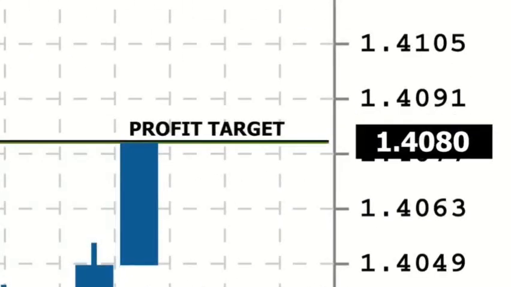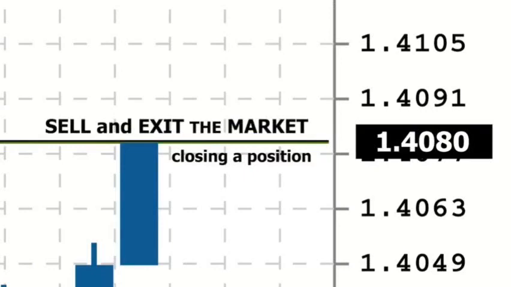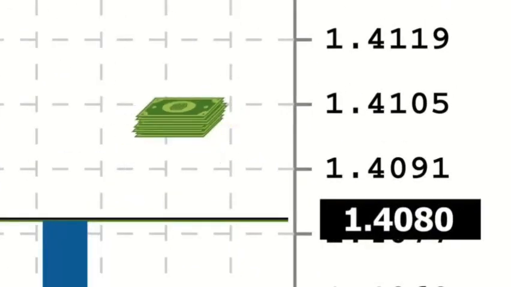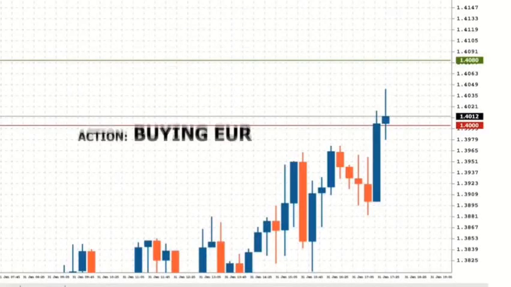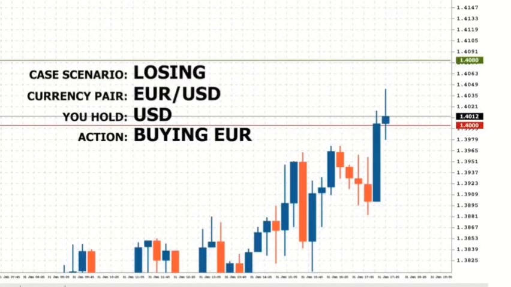It is now 1.4080, and so you close your position. You have clearly made a profit and you sell and exit the market. You are out now and have made a profit of 68 pips. Congratulations! But what happens if you lose? Let's visit another scenario where we experience a losing trade.